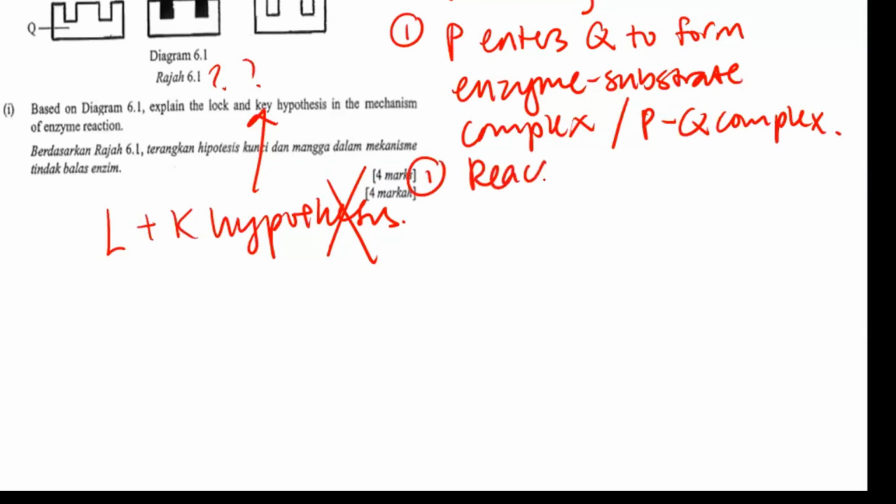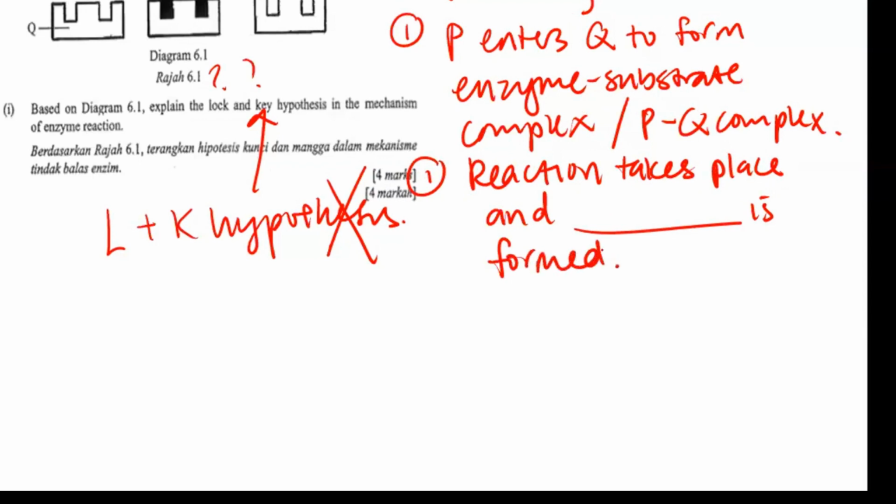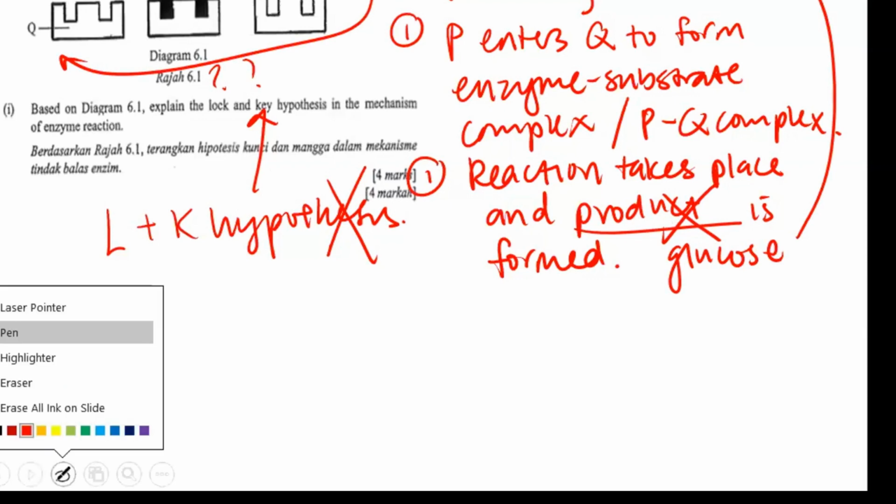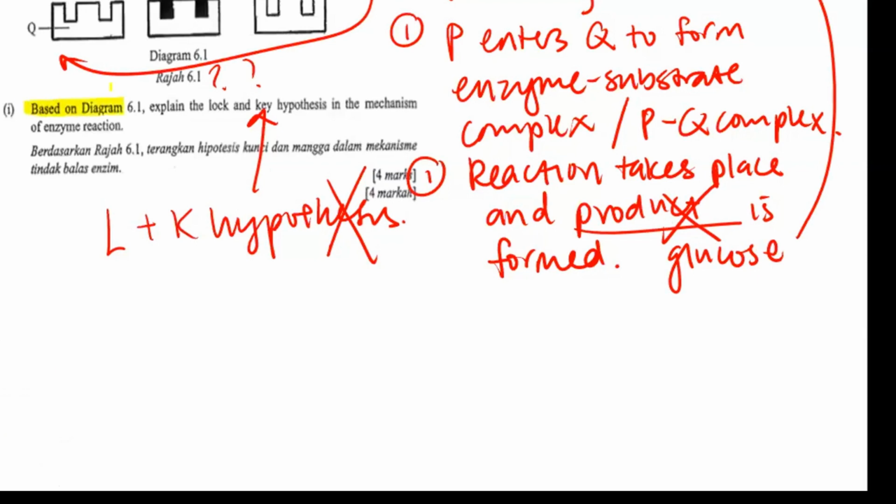Then reaction takes place. And what is formed? Guys, what is formed? Product. Then you will get this wrong. Why? Han, correct. Glucose is formed. Because guys, I'm using the term from the question. I'm using the alphabets from the question. Sir, how to know whether we have to use them from the question? Very simple. If they label for you, you have to use them already. And not only that, they even tell you very clearly, based on the diagram.